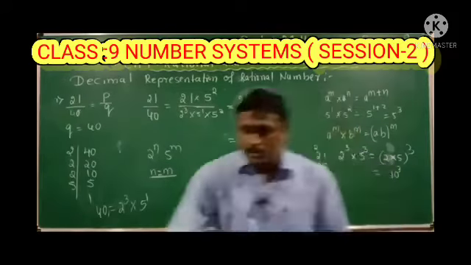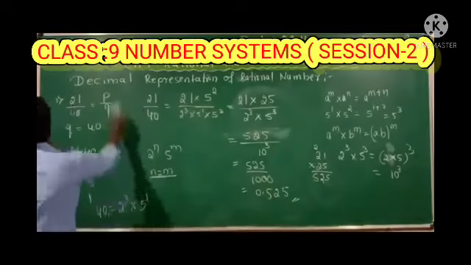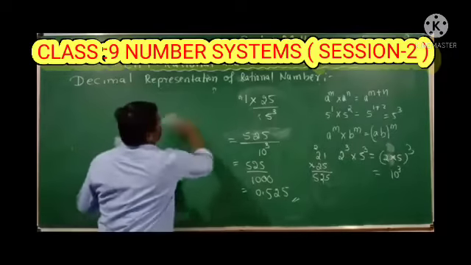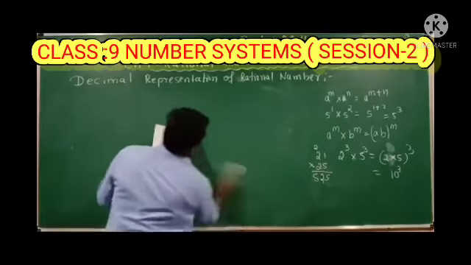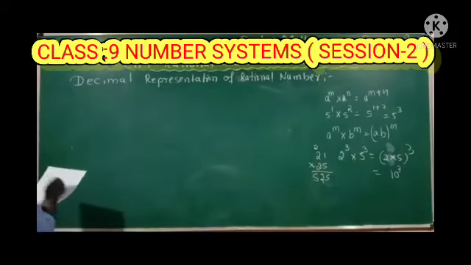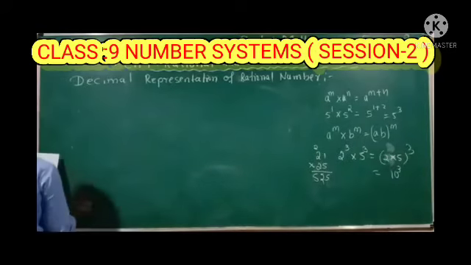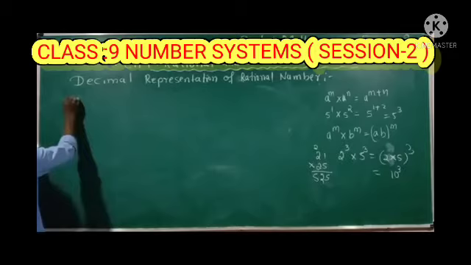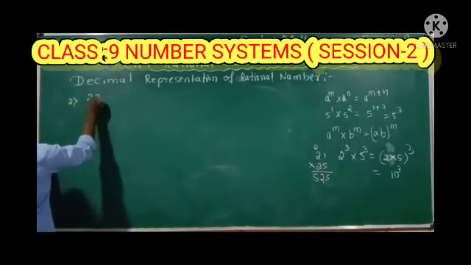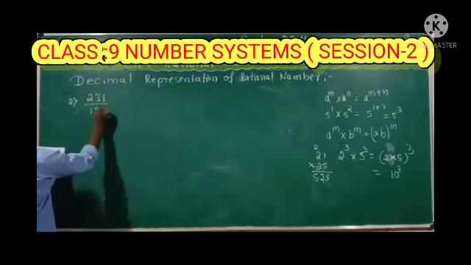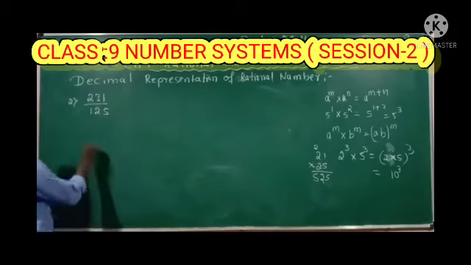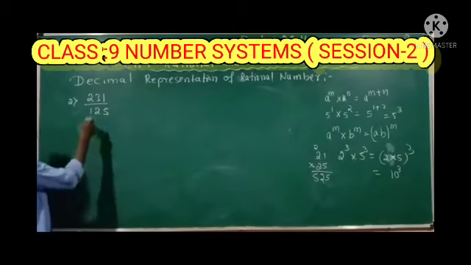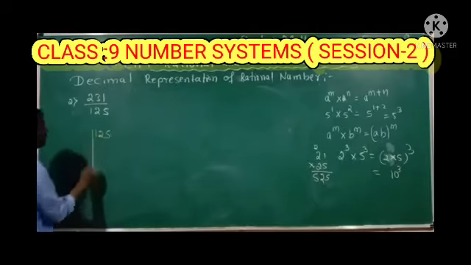Okay. See the next question. Second one is 231 divided by 125. So now make the calculation fast. 125 is the denominator value. Just factorize the denominator value.